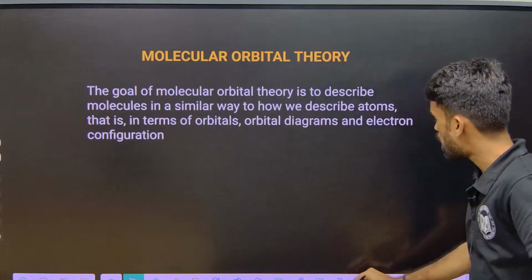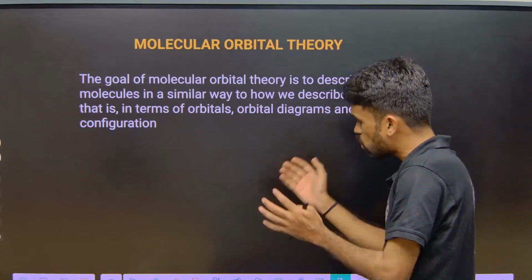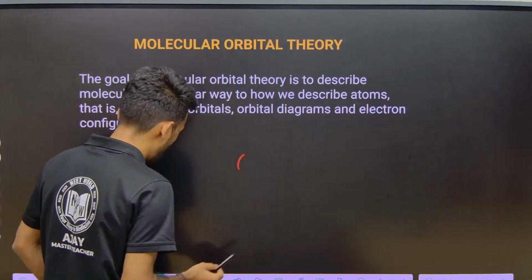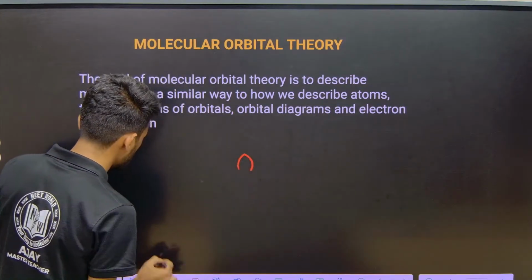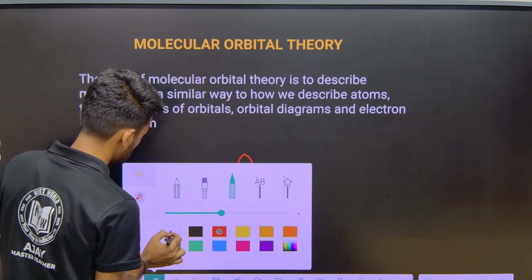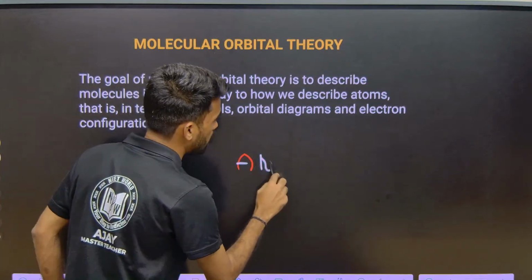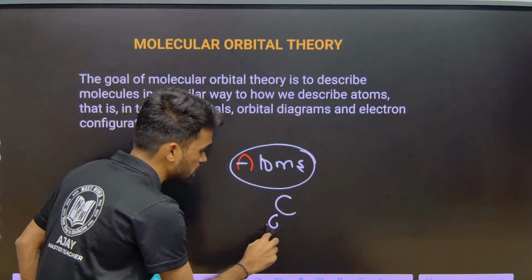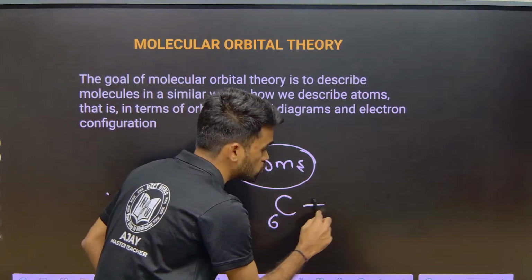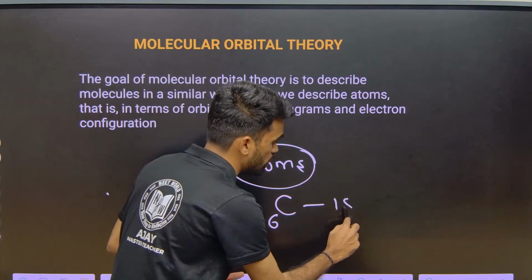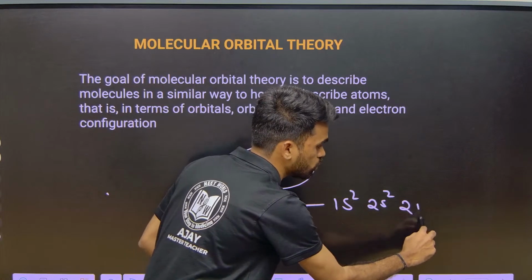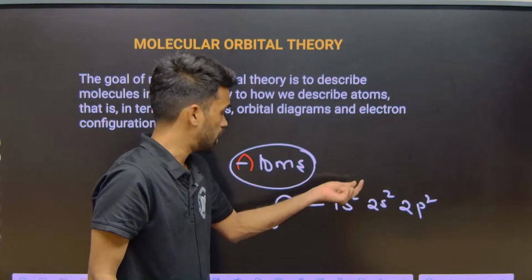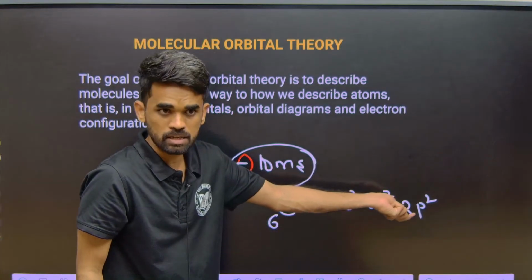Now what is the actual use, what is the goal of this molecular orbital theory? When we discussed atoms, for example the carbon atom, the atomic number is 6, and then you write the electronic configuration, 1s2, 2s2, 2p2. Now you are locating those electrons with respect to orbitals.